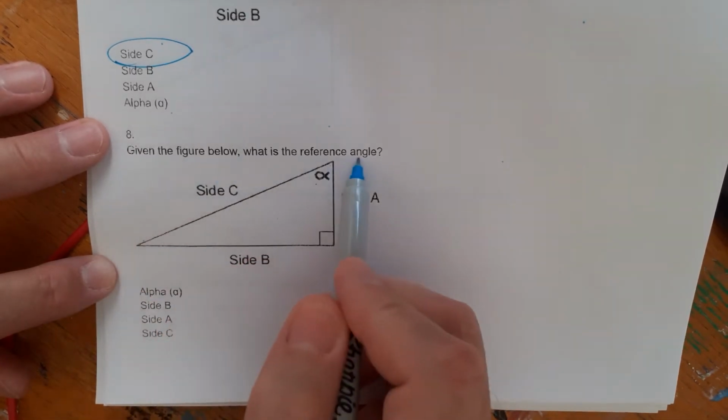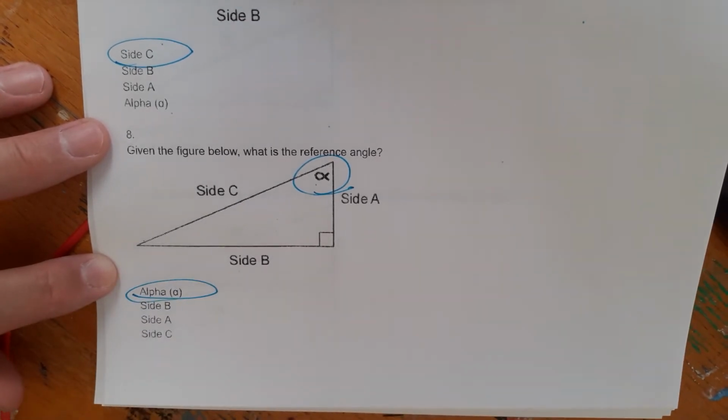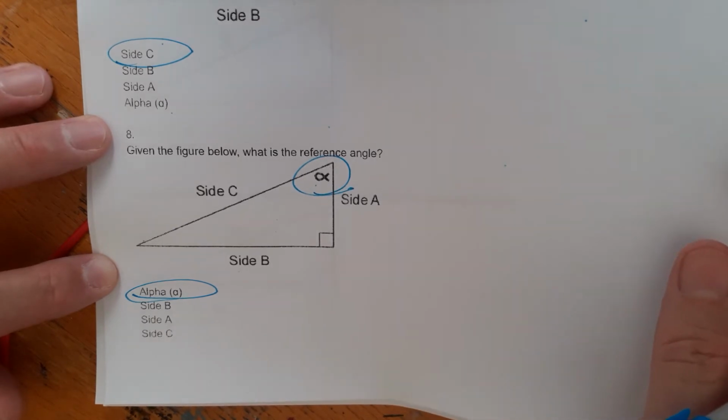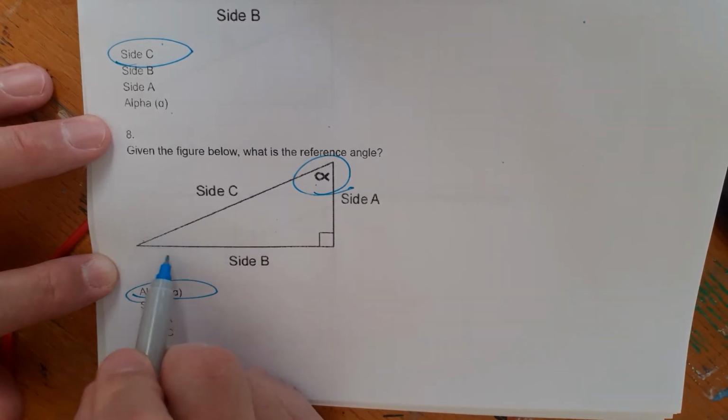Given the figure below, what is the reference angle? The reference angle in this case is alpha. That's all they're trying to do, get our brain to think, hey, I'm looking for a reference angle when I'm doing trig. What angle are they talking about? That's the reference angle. Here it's noted by an alpha. Notice this one's blank. We're not interested in that one at all. We're going to ignore it.